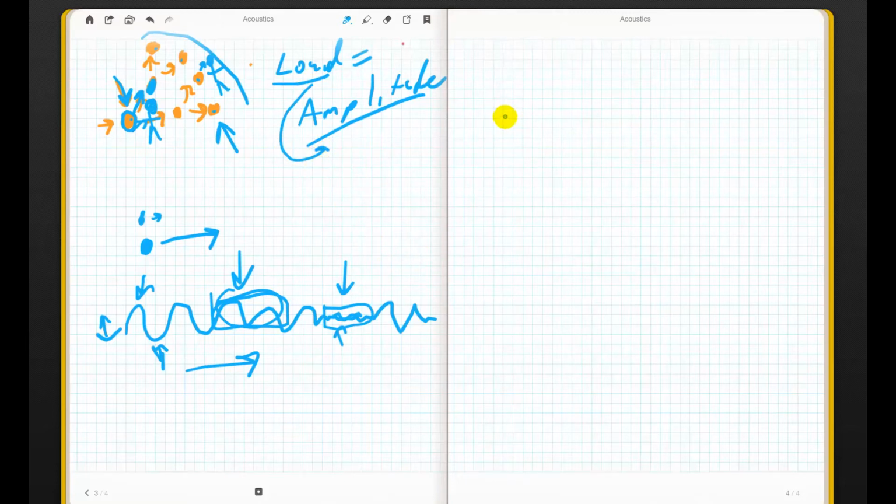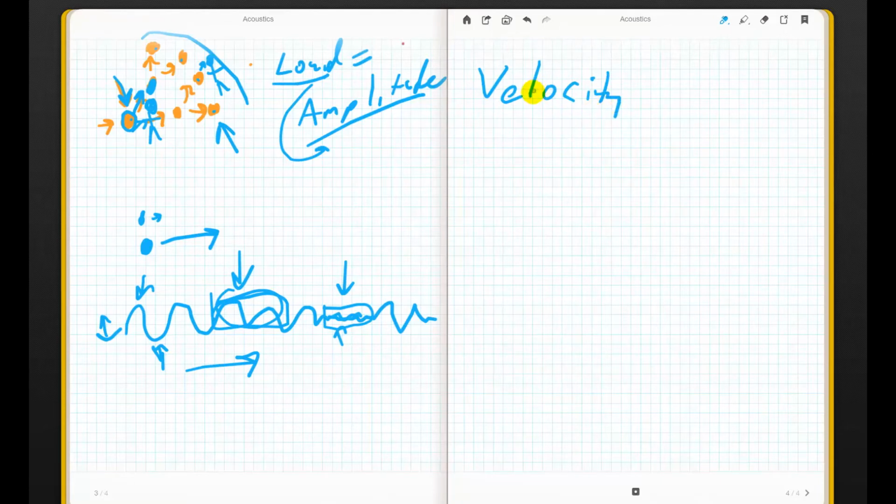All right, the next part of sound you need to understand is its velocity. And I know in the MIDI video we talked about velocity as far as MIDI. This is related, though somewhat different.